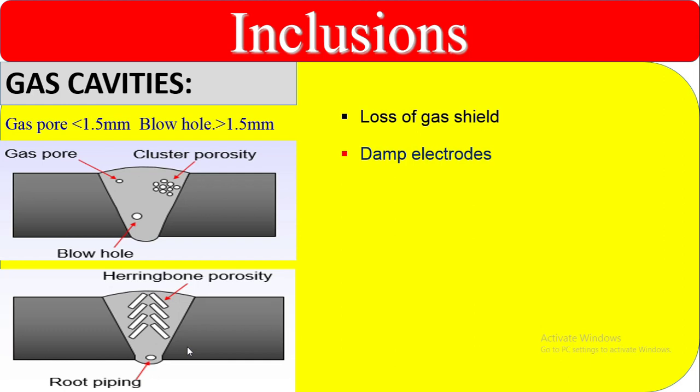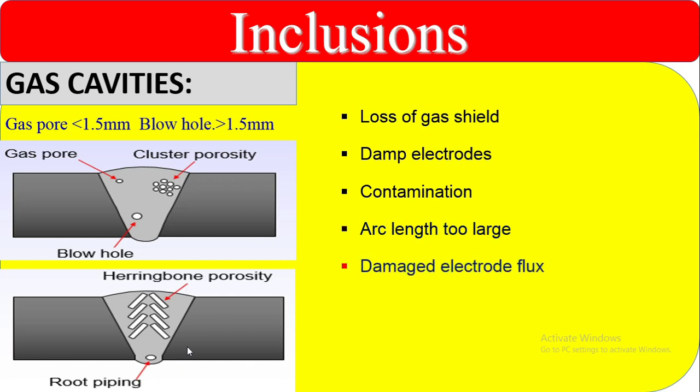Damp electrode is there. If it is a damp electrode, definitely the gas porosity, gas pore, will be there. Contamination: if there is any contamination, that area will not be melted properly, and the pore will be generated. Arc length too large: if the arc length is too large, definitely the gas pores will be there. Damaged electrode flux: also, if the electrode flux is damaged, definitely the porosity will be generated. Now moisture on parent metal. If there is moisture on the parent metal, definitely porosity, meaning gas pores or blowholes, can be generated.